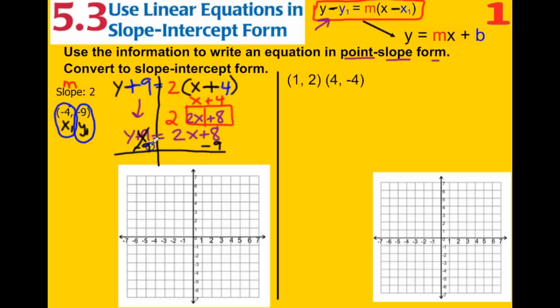Subtracting 9, those go away. Positive 9 and -9 eliminate. And we have y equals 2x, we didn't do anything with the 2x, and then 8 minus 9. There's more negatives, so 8 minus 9 would be a -1. 9 minus 8 is 1. So here's our equation that we are going to graph.